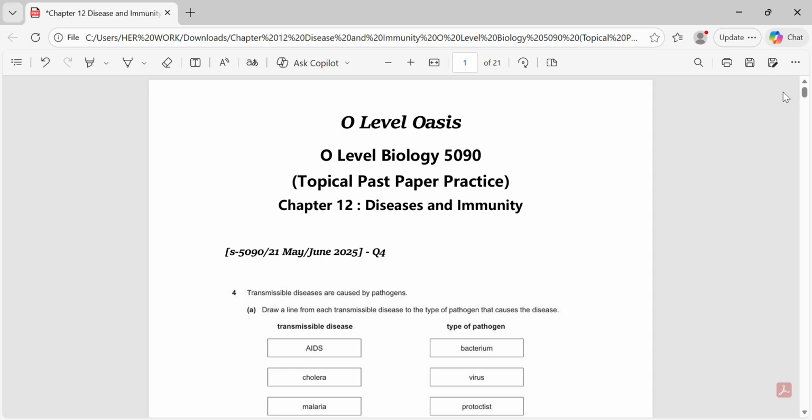We are studying O-Level Biology 5090, and today, after completing all 12 chapters, we will begin our past paper practice for Chapter 12, Disease and Immunity. So let's begin.